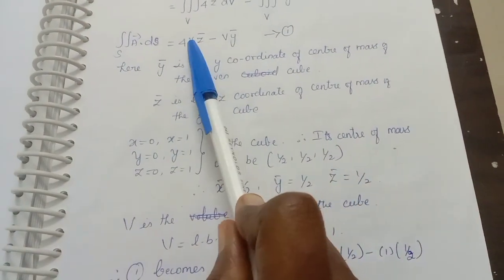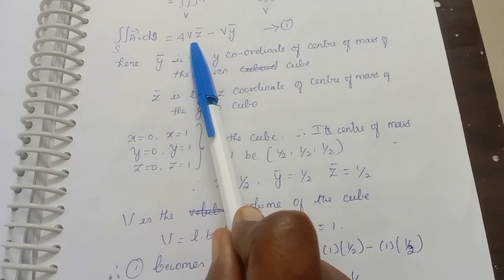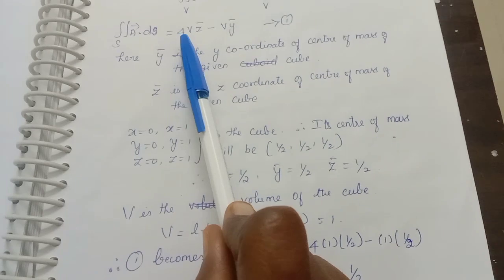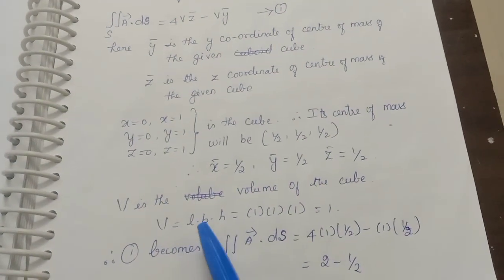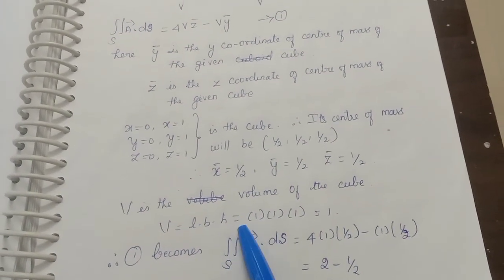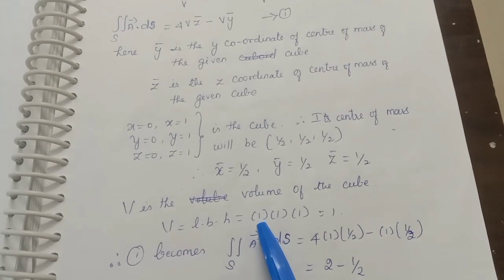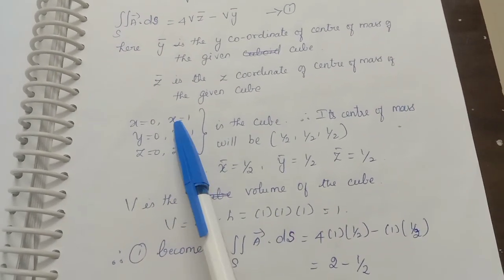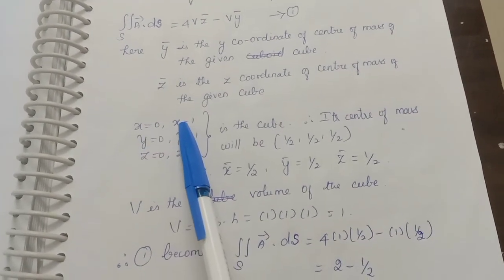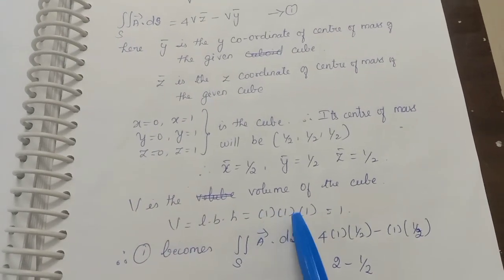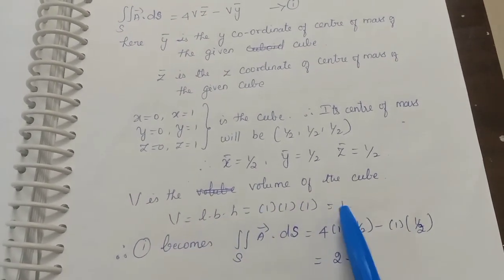And here what do we have? V. V is the volume of the given solid. The given solid is Q. So volume is equal to length into breadth into height. So for this solid, length, breadth, height, everything is equal to 1, because x varies from 0 to 1. Okay. So 1 into 1 into 1. So volume is equal to 1.